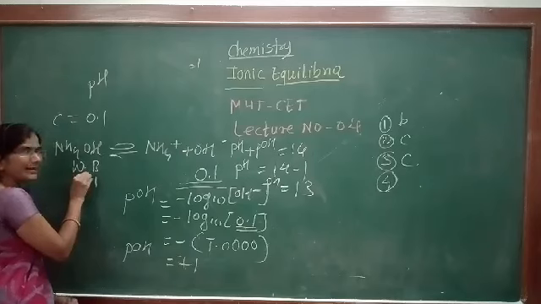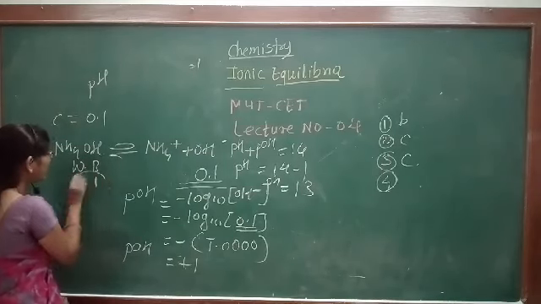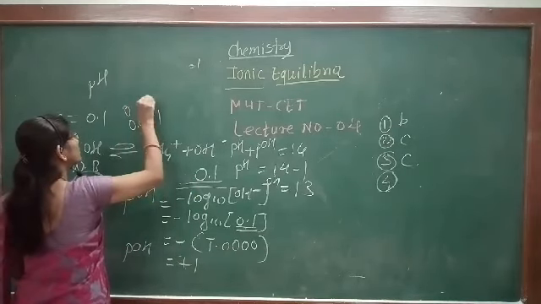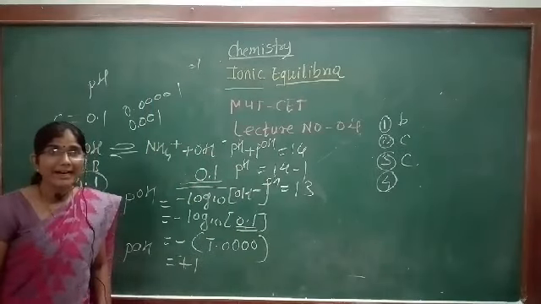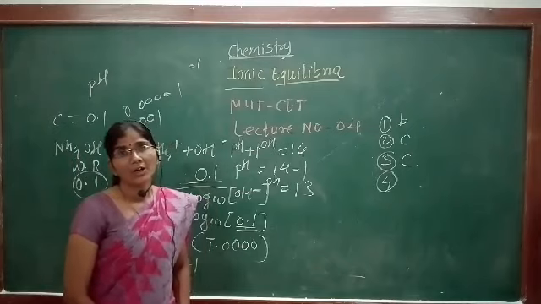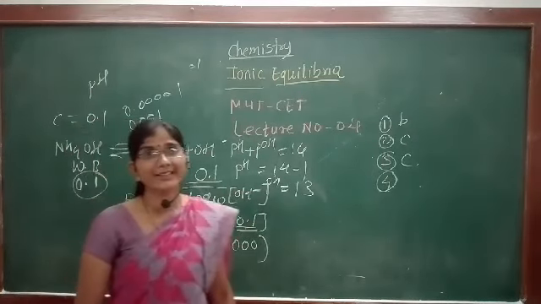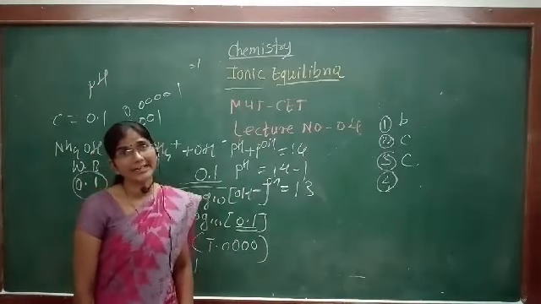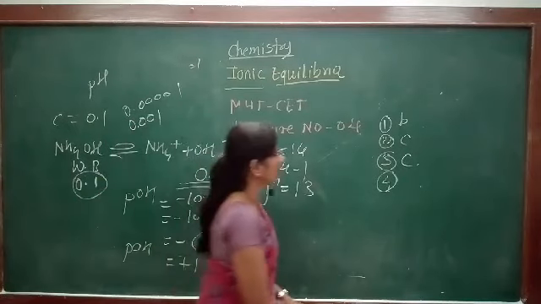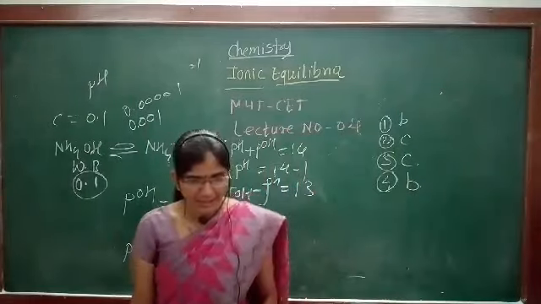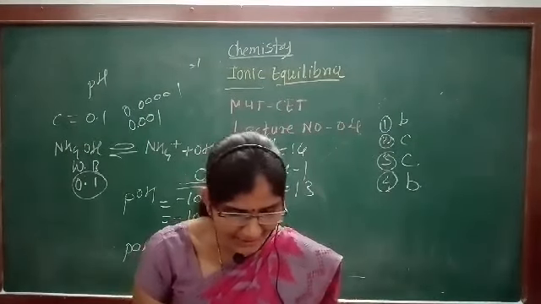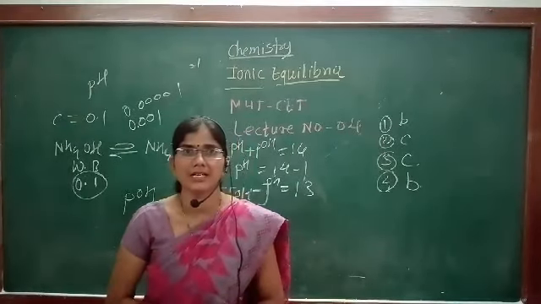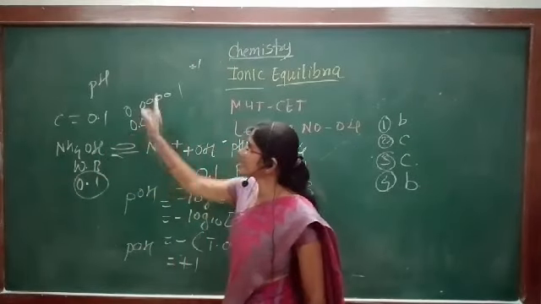But this is a weak base. Remember, this is a weak base. Therefore, out of this 0.1, less than that, like 0.001 or 0.00001, is dissociated. And therefore the pH is less than 13. So option B, that means the pH is less than 13, is correct. Okay, if it were strong, its exact pH would have been 13. But this is weak, and its pH is what has been asked.